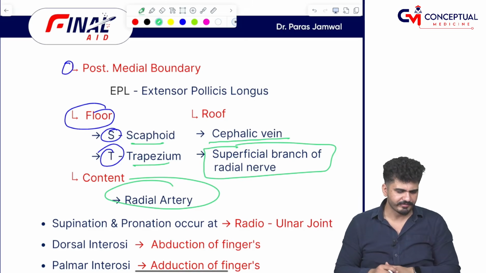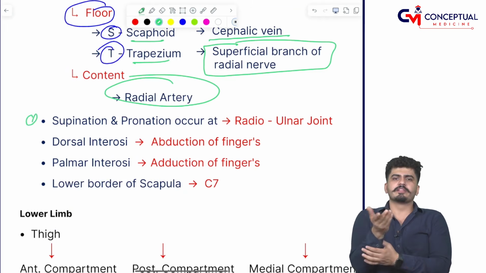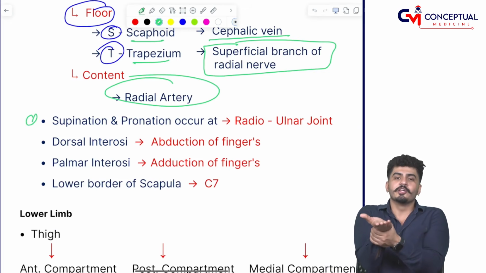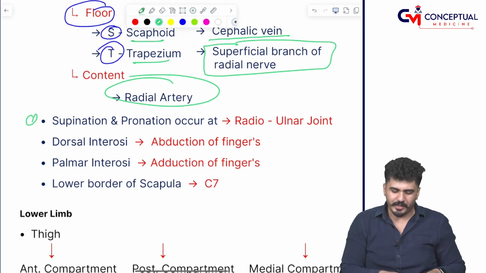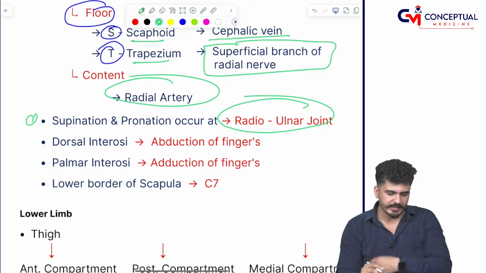Done. So is everyone comfortable? Let's talk about supination and pronation. What is supination? What is pronation? So my dear ladies and gentlemen, buckle up. This is the supine position, this is pronation. Where is it happening? This is happening at this joint. What is this joint? This is nothing but your radio-ulnar joint, sir.